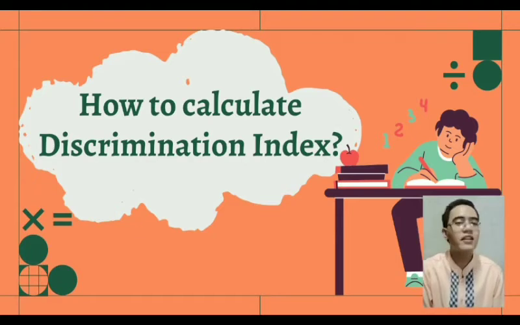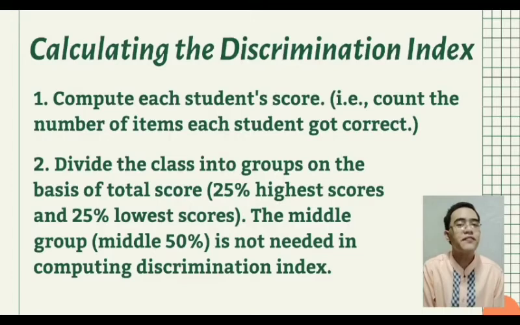Here are the steps in calculating the discrimination index. First step is to compute each student's score, that is, count the number of items each student got correct. Our second step is divide the class into groups on the basis of total score, 25% highest scores and 25% lowest scores. The middle group, middle 50%, is not needed in computing discrimination index.